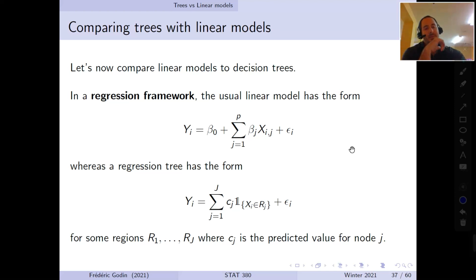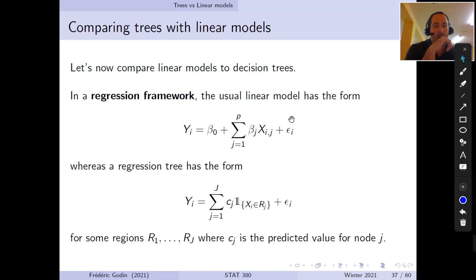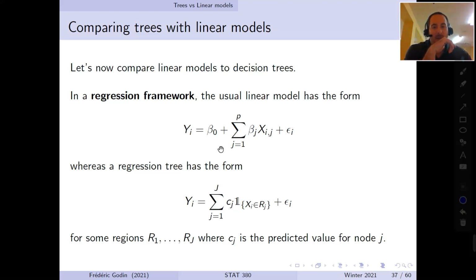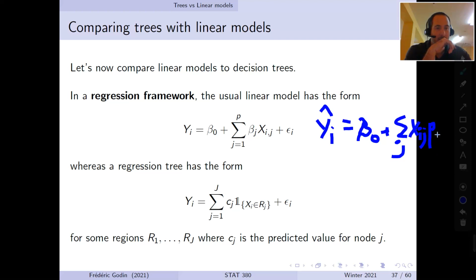Well, in a typical regression framework, we have the response being the linear combination of predictors plus epsilon. So we have, in fact, that your prediction is beta 0 plus the sum over j of x_ij beta_j.